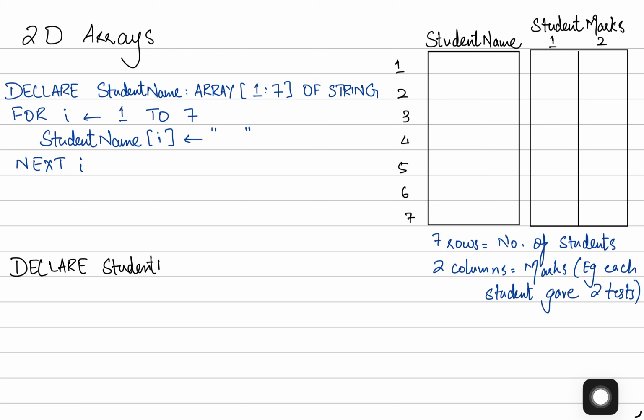student marks, colon, ARRAY. It's the same till here, like a 1D array, but in the square brackets you have to mention rows and columns. So first you always write the row, which is 1 to 7, comma, the column, which is 1 to 2, and then, like we did in the one-dimensional array, we write the data type, which in this case is going to be integer.